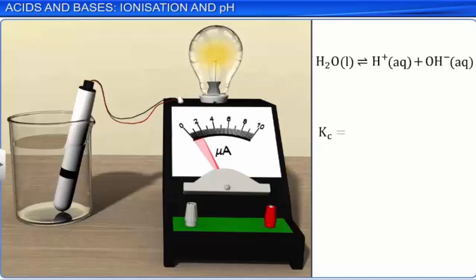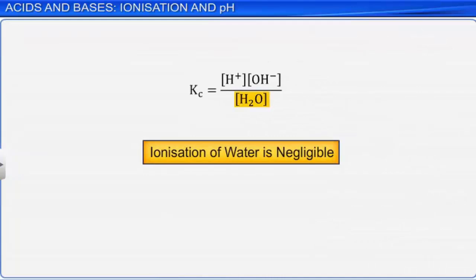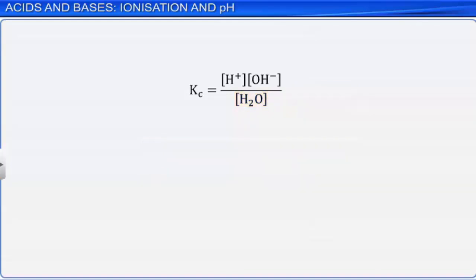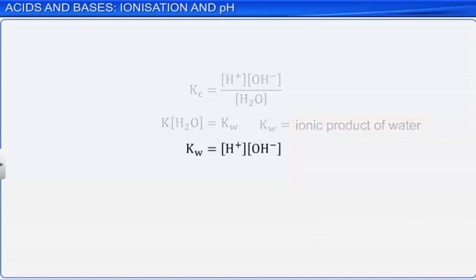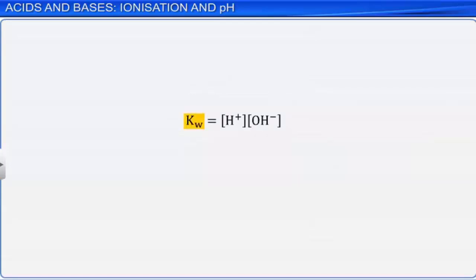The equilibrium constant Kc for this equilibrium can be written as Kc is equal to the product of the concentration of H+ ions and the concentration of OH- ions divided by the concentration of H2O. Since the ionization of water is negligible, the concentration of water can be taken as constant. Thus, the concentration of H2O can be incorporated in the value of Kc to give a new constant, Kw, called the ionic product of water. The ionic product of water, Kw, at a given temperature is defined as the product of the concentrations of the H+ and OH- ions in water or in aqueous solutions.